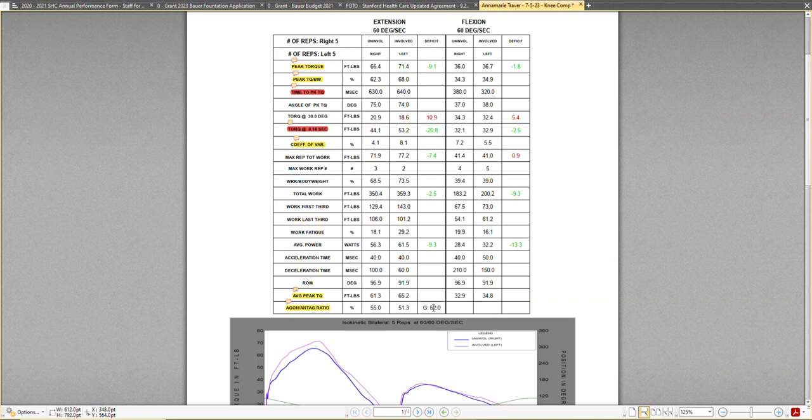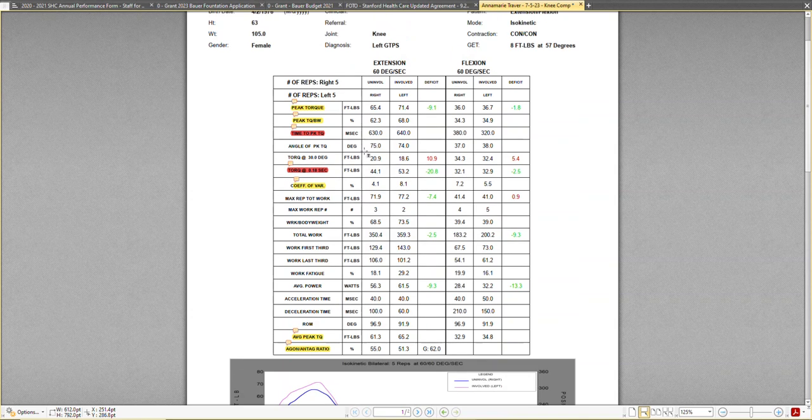The literature gives us a guide and a good barometer to shoot for females, where we would expect them to get to 62% relative hamstring to quad ratio at this speed of 60 degrees per second. And that is the rundown of the comprehensive evaluation for the isokinetic.